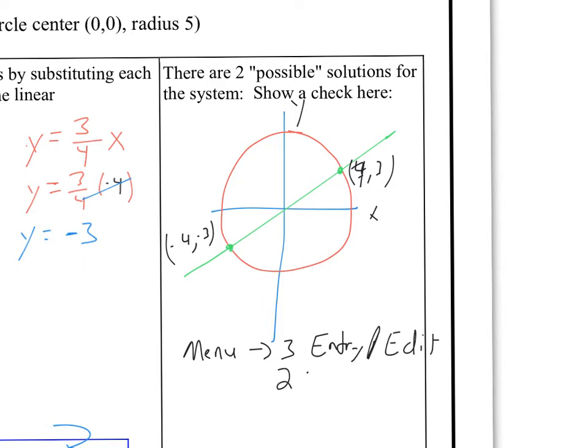Then you're going to go to 2 instead of 1, which is function. You're going to go to 2, which is relation. And all relation lets you do, we'll talk about it in class I'm sure, is type in an equation as is. So now you can actually type in x squared plus y squared equals 25. You don't have to solve for y equals, which is kind of nice. Anyways, type it in, then you can find the points of intersection, and we're good to go.